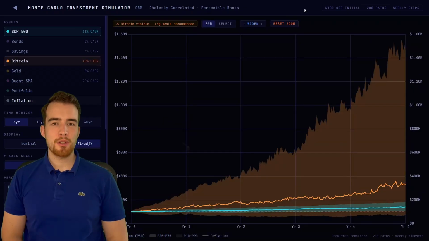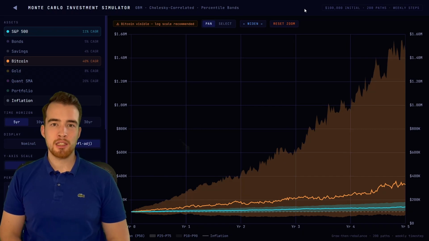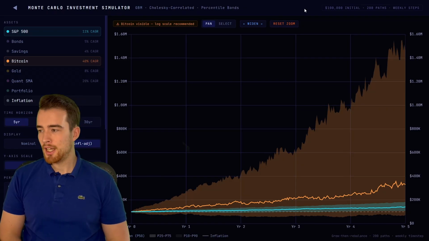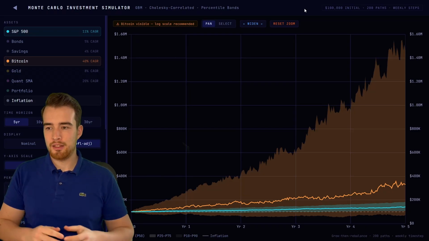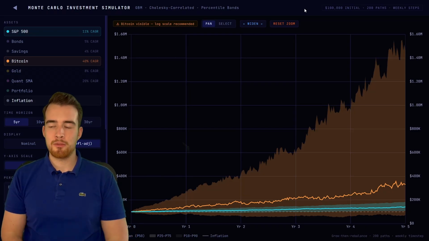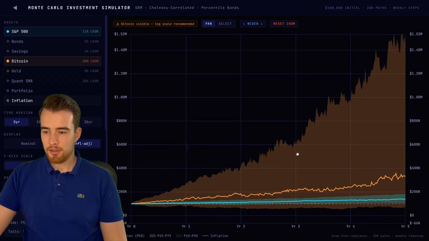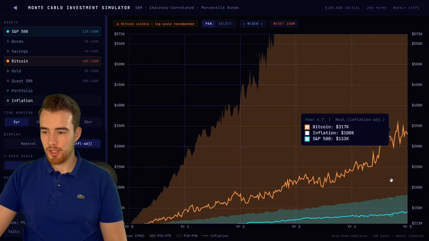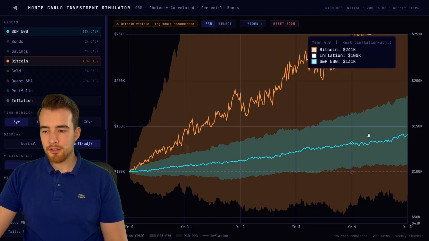Here we have the S&P 500 and Bitcoin, and the 50th percentile line, the median, is what the typical investor can expect with an investment. However, notice how, for example, with Bitcoin, the 25th and 75th percentile bands are so wide. It's extreme. Compare this to the S&P 500, right? If I zoom in to be able to see the S&P 500 bands properly, it's no comparison.